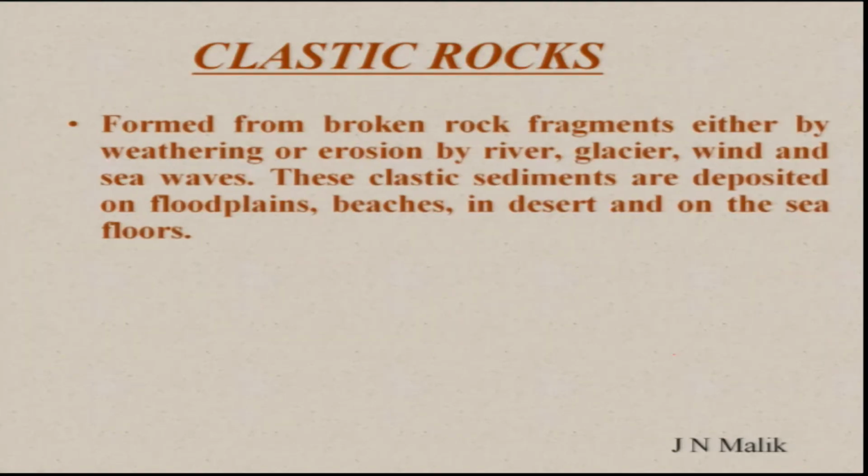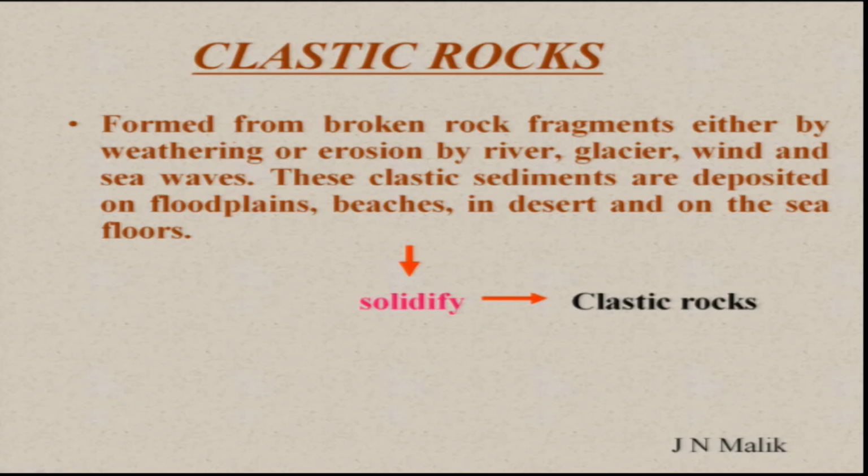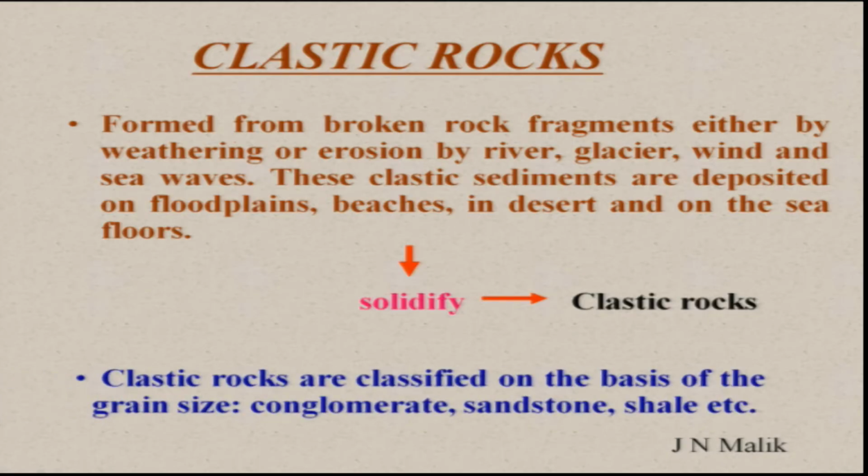Then we have clastic rocks, which mainly have grains or fragments. They are formed by broken rock fragments, either by weathering or erosion, which we have talked about. These are the different agents by which the clastic material forms, and then it solidifies through cementation, and we say it is a clastic rock. Clastic rocks are classified on the basis of grain size.